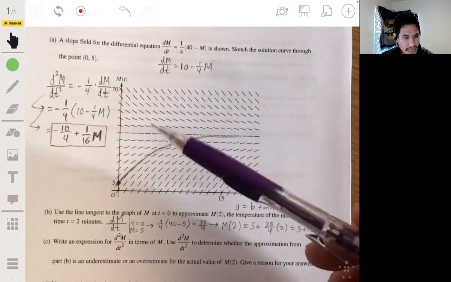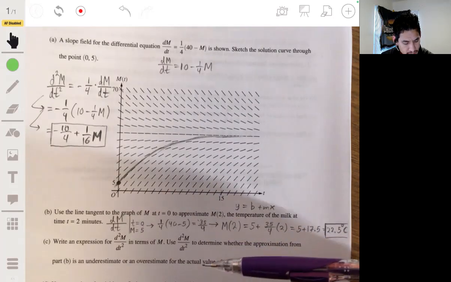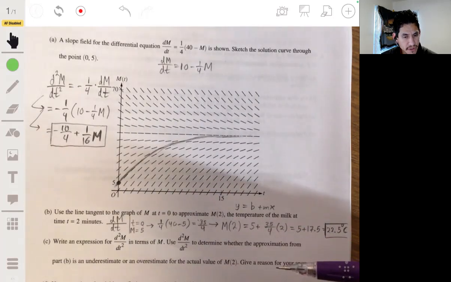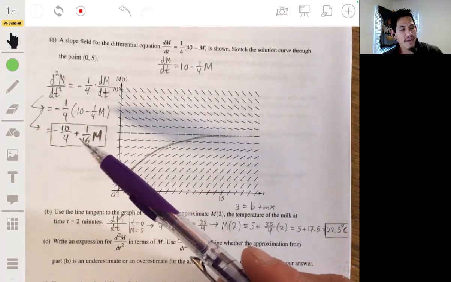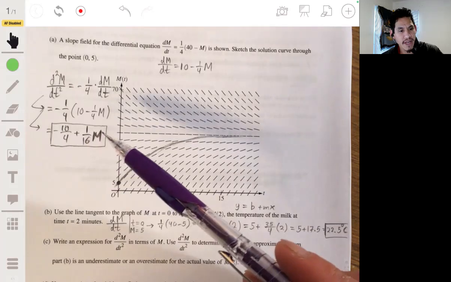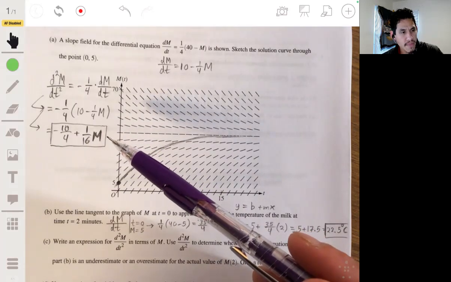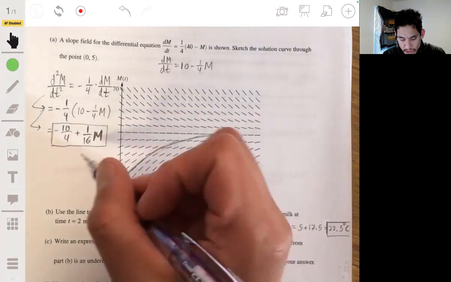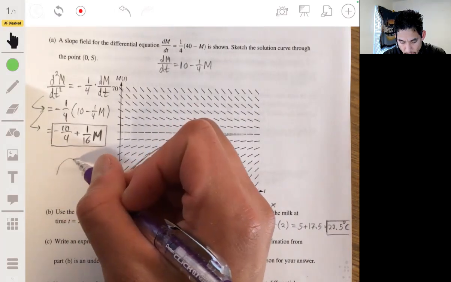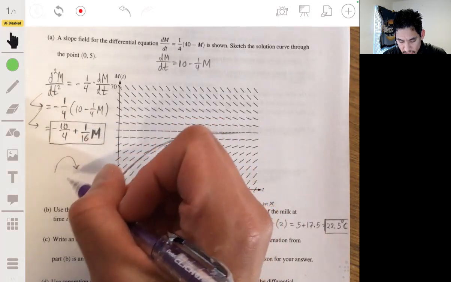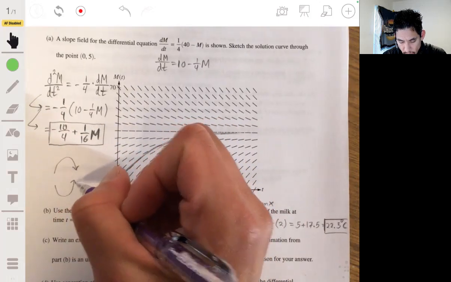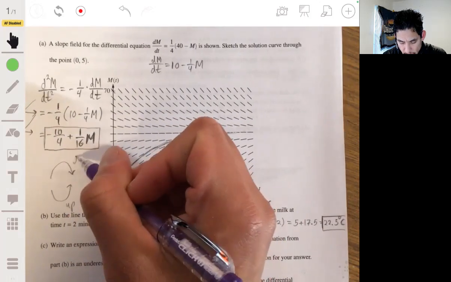Now, is this an overestimate or an underestimate for m of 2? Well, we essentially want to understand if this is going to be a negative value or a positive value. If it's negative, then we know the graph is going to be concave down. If it's positive, it's going to be concave up.